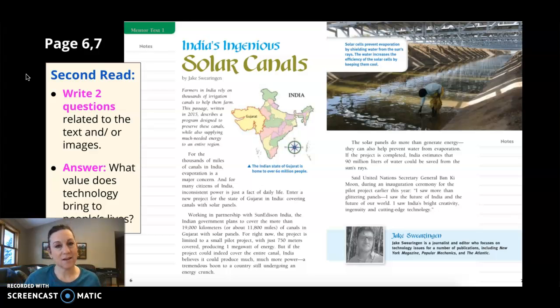Okay, if you open up your mentor text to page 6 and 7, what you're going to do is read India's ingenious solar canals again, and you're going to write 2 questions in the note part right there of your mentor text. You're going to write your questions related to the text or images. So you see a couple images on your page. And then I also want you to answer, what value does technology bring to people's lives? So pause, take 5 minutes or so to do that, and then come on back.